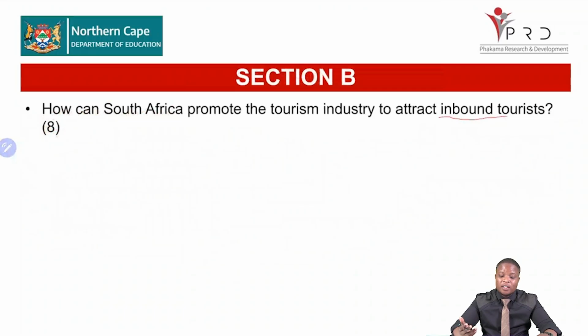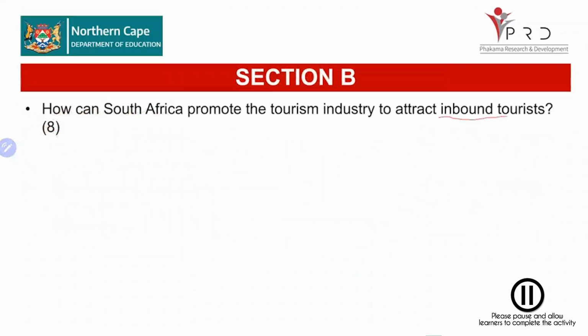Right, the next question: how can South Africa promote the tourism industry to attract inbound tourists? How can they attract more people to come visit South Africa? Right, it's 8 marks, so you have 6 minutes to complete the activity. Then we look at the marking guideline.